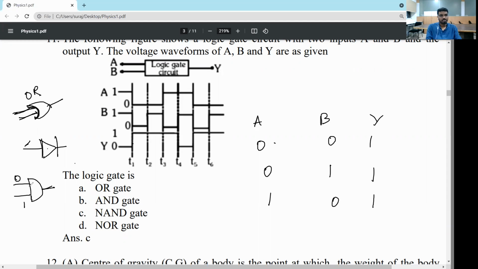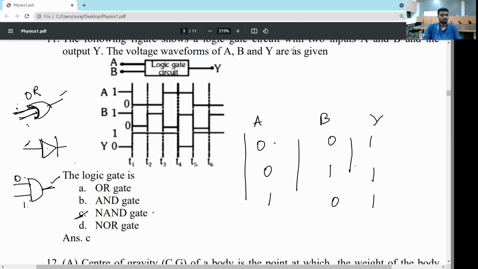Okay, AND gate is also having 2 inputs. You just need to put 0, 1 as one's outcome. Here again 0, 1 outcome. Based on the outcome, you should check the truth table. So C will be correct. NAND gate truth table will be same as A, B, Y.